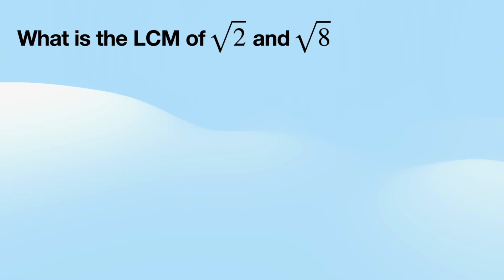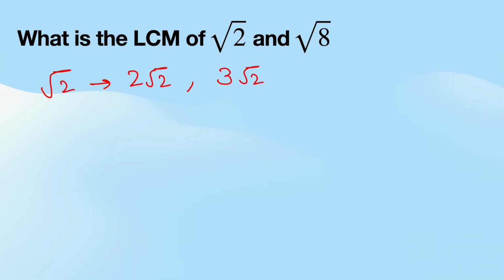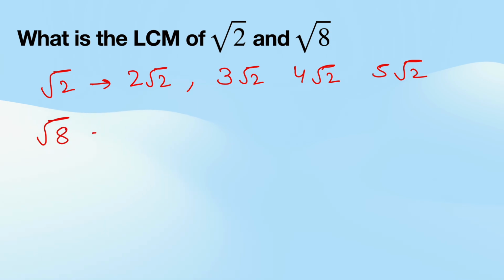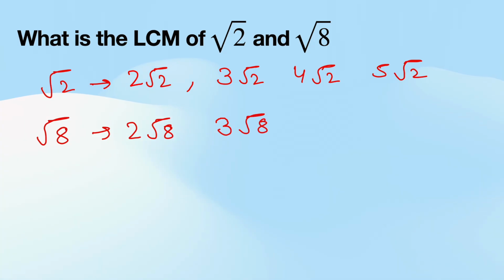Coming to the next one. But if the irrational numbers are root 2 and root 8, let's find their LCM. Okay, let's check. The multiples of root 2 are, okay, 2 root 2. The next multiple will be 3 root 2, then 4 root 2, and then 5 root 2, right? Same thing for root 8. Root 8 will be 2 root 8, then 3 root 8, and so on, right?